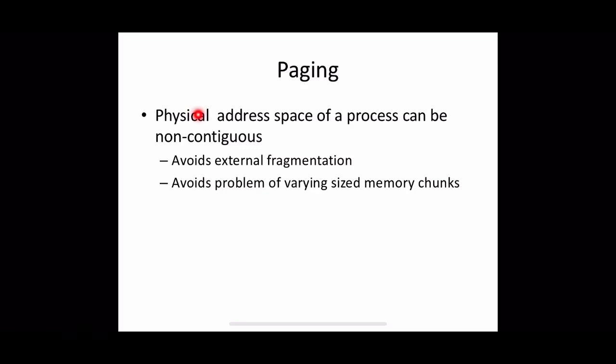Paging also allows the physical address space of a process to be non-contiguous, as it is a non-contiguous allocation method. It avoids external fragmentation, and it also avoids all the problems related to varying sized memory chunks. Now we can see how it is actually implemented.